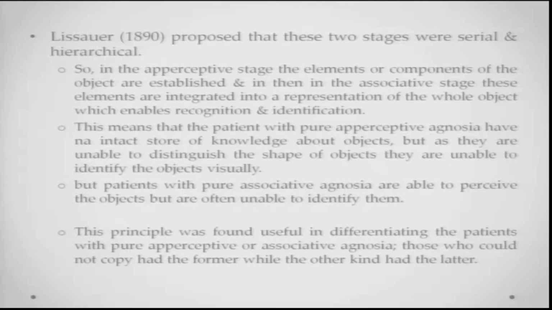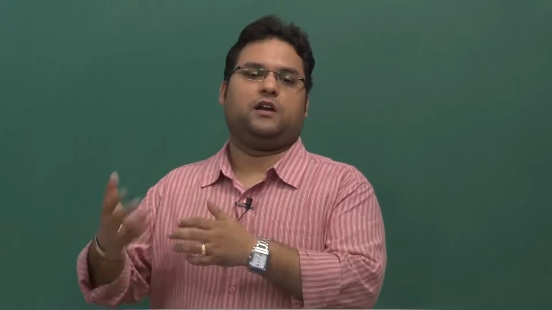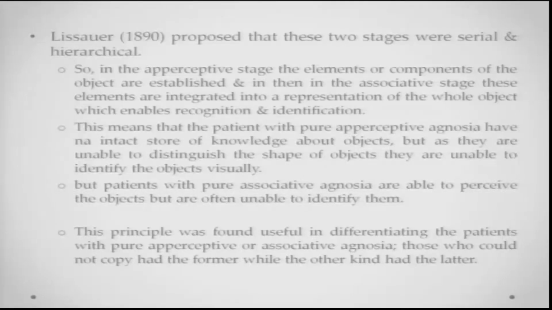This would mean that patients with pure apperceptive agnosia have an intact store of knowledge about objects, but they are unable to distinguish the shape of the objects because they are unable to identify the objects visually. They are not able to create that percept to link to that knowledge. But patients with pure associative agnosia are able to perceive the objects, but are often unable to identify them.